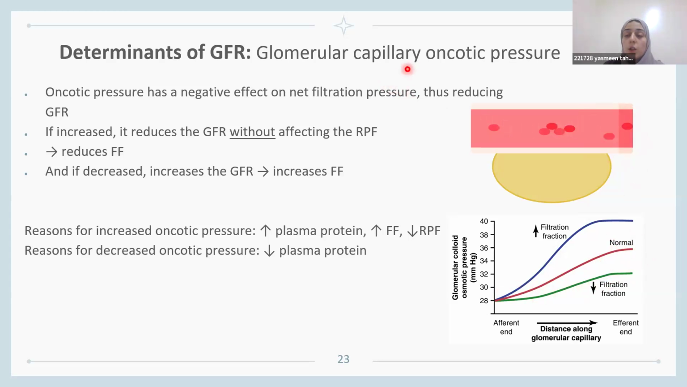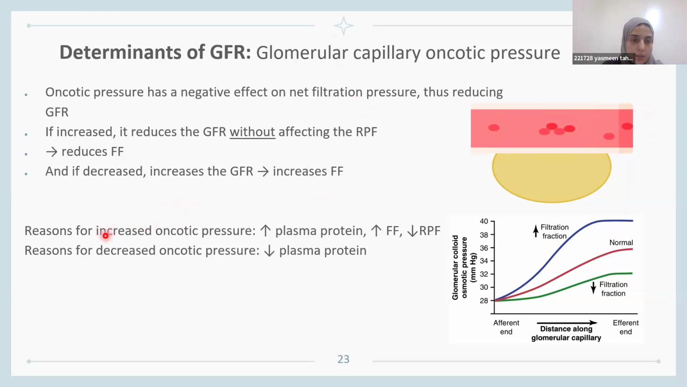We said that the oncotic pressure is opposing the filtration because it's trying to keep the fluid within the glomerular capillary. So if by the end of the capillary you have a very high oncotic pressure compared to the beginning, this will stop the filtration. This will reach an equilibrium of pressures. So by the end of the glomerular capillary, we will see that the filtration has stopped for many reasons. One of them is, again, the higher oncotic pressure.